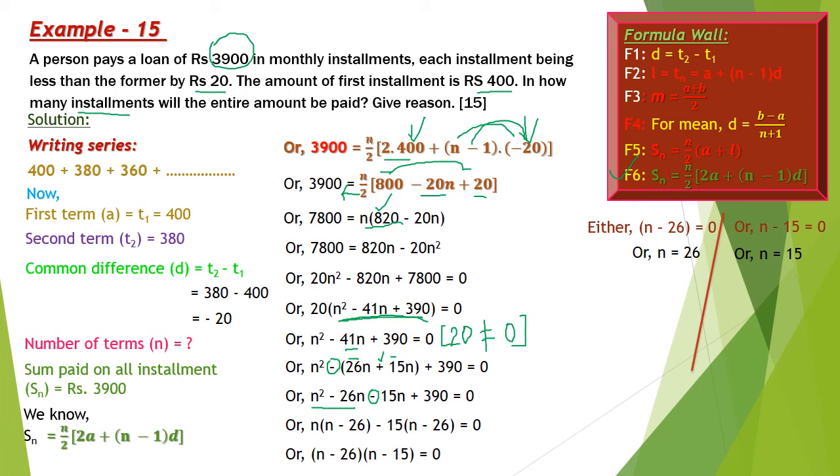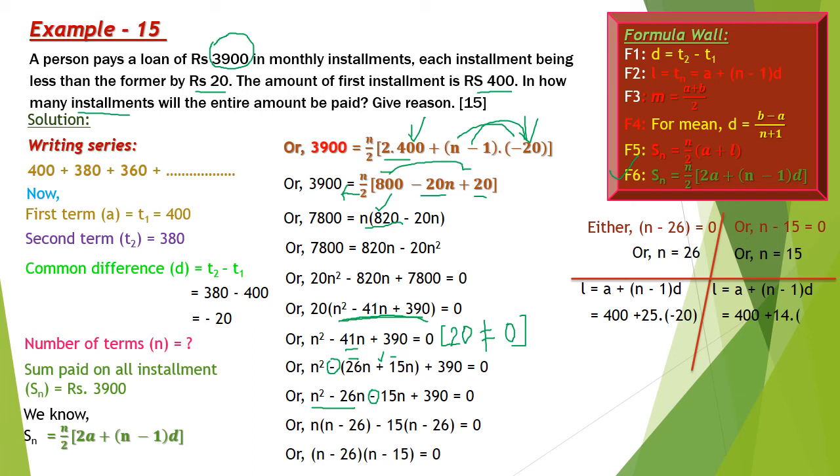So we have to explain why the other is not our answer. Let's check, let's find the last one. How much amount he will pay in his last installment. If we consider the 26th installment as the last installment, then what will be the amount he paid on the last installment? That is 26 minus 1, that is 25.